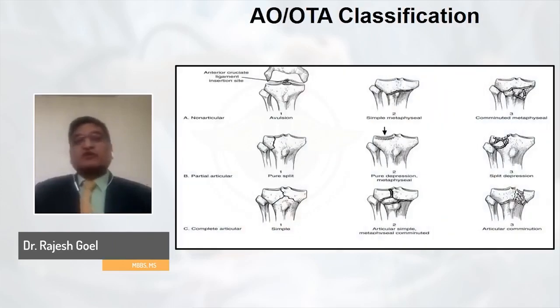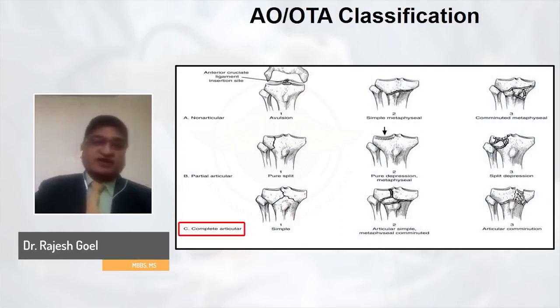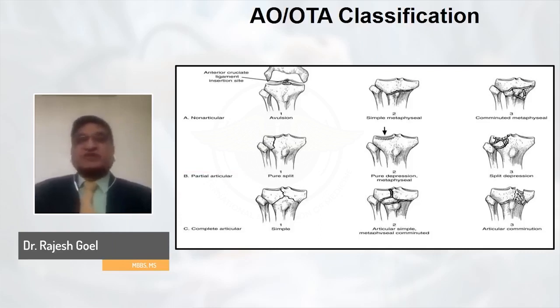The AO or Orthopedic Trauma Association classification has simply classified fractures into non-articular, articular, or partially articular. But this does not give us complete information on what type of fracture it is, how we should plan, and how we should manage this fracture, because if we do not plan properly and do not manage properly, the chances of complications are very, very high.